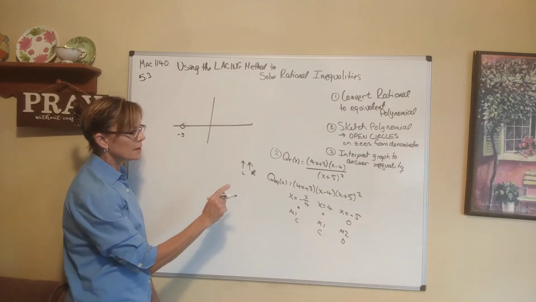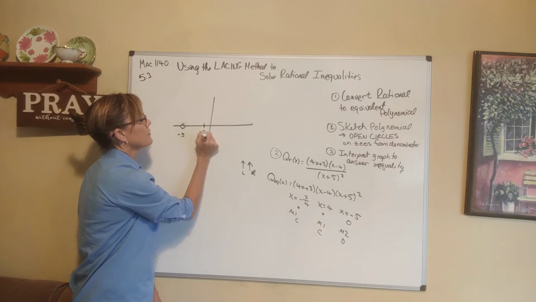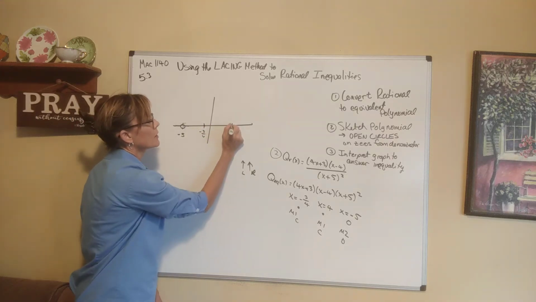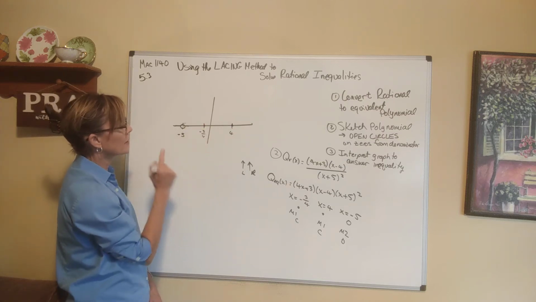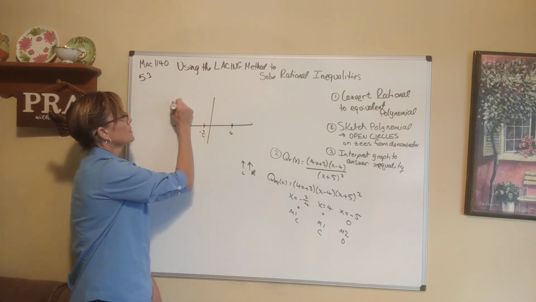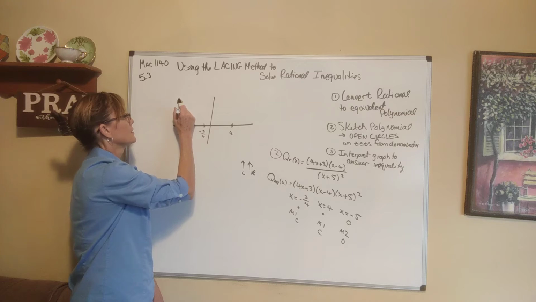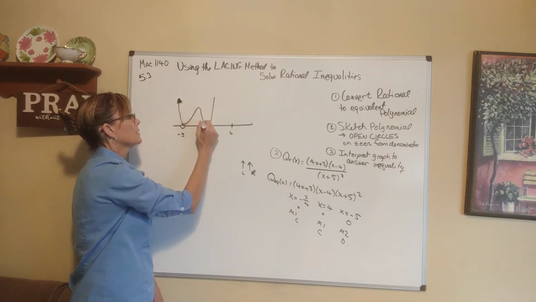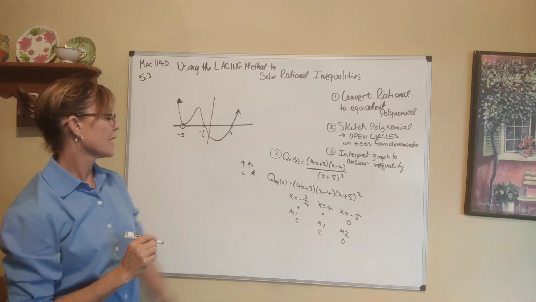And then negative 3/4 right here, and then 4 right there. Those can be closed circles. Okay, end behavior, up on the left. So it's coming in from up here, and when we get to negative 5, it's even, so it's going to bounce back up, and it's going to cross here, and it's going to cross here. That is what our graph is going to look like.